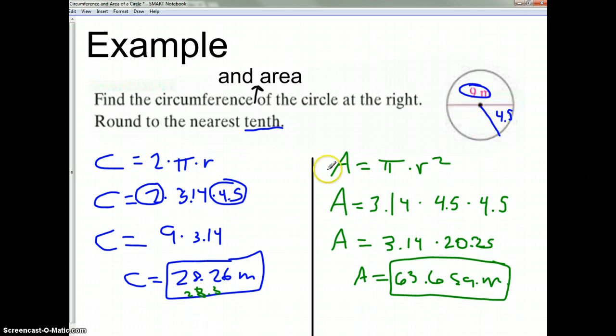So there's two examples doing circumference and area side by side. You'll probably be asked to be doing it differently in your assignment, but that is two solid examples of circumference, two examples of area, and different ways you'll be seeing those types of problems in your homework.